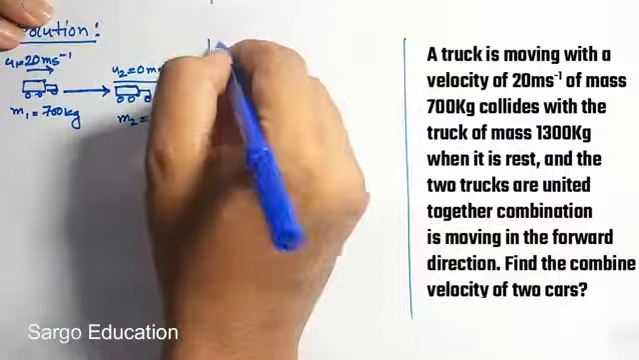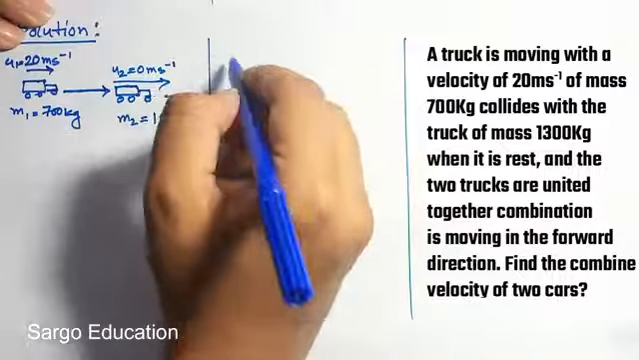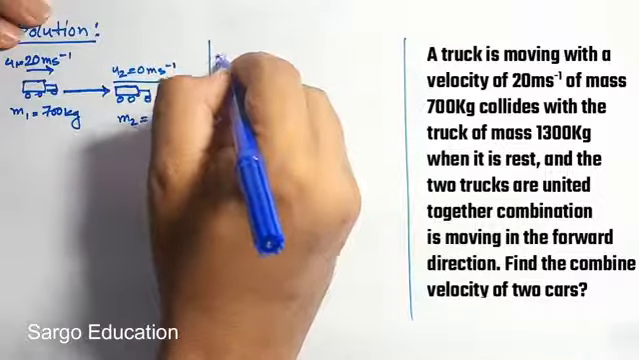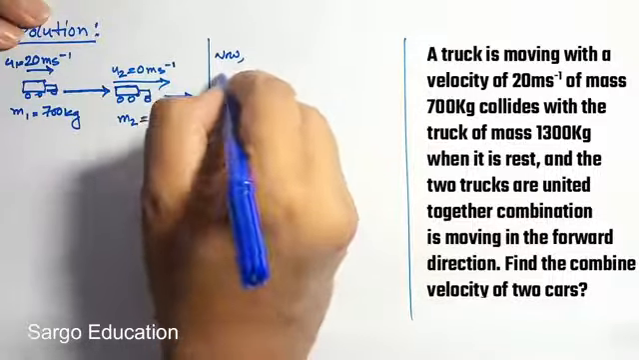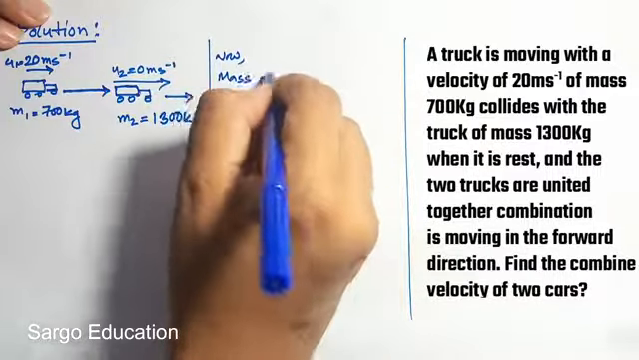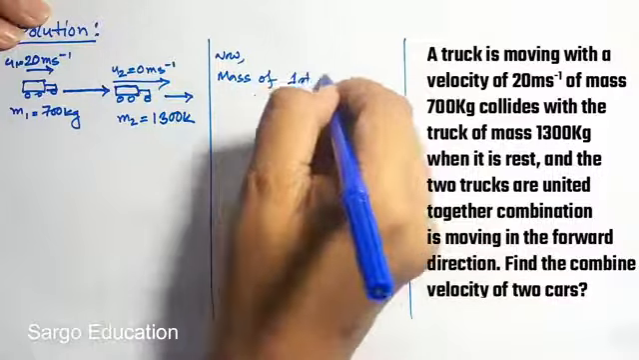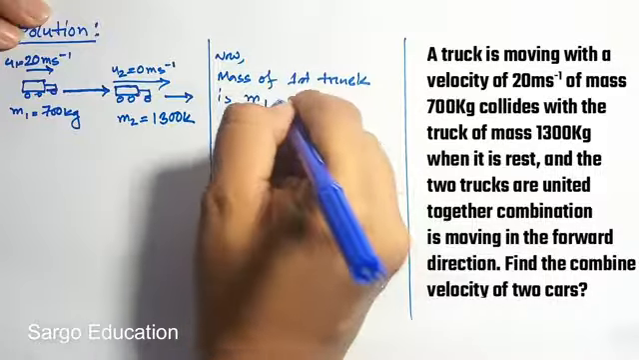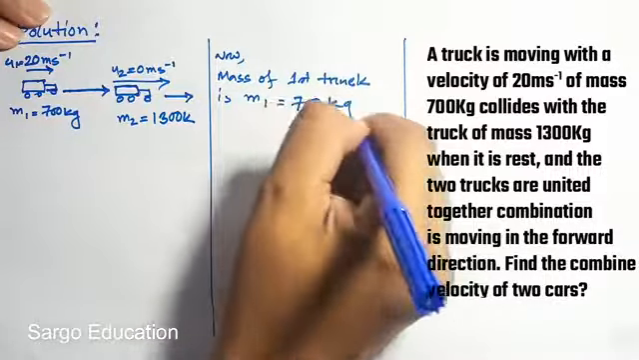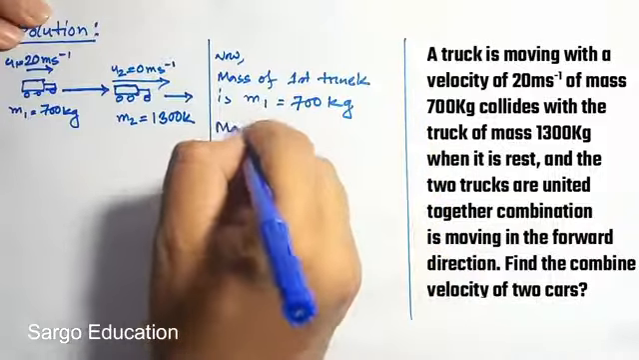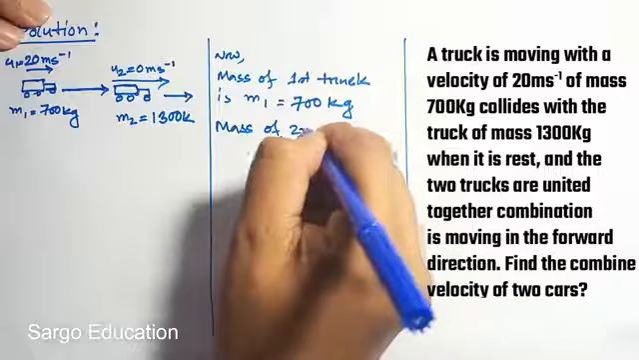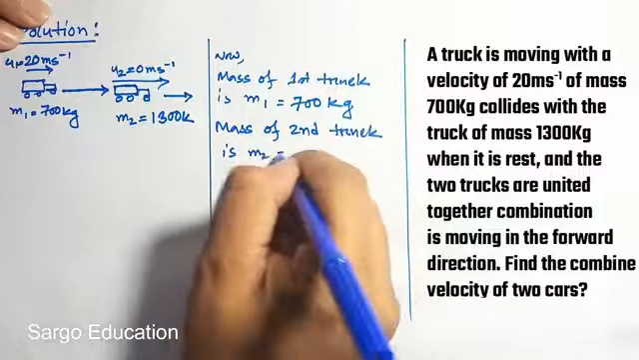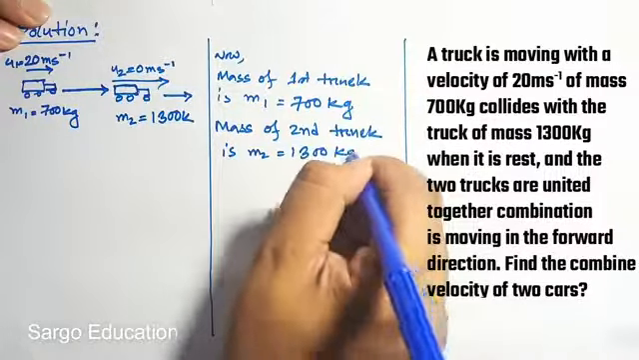Okay, now we'll write here what we get from the question. Mass of the first truck is m1, 700 kg. Mass of the second truck is m2, 1300 kg.